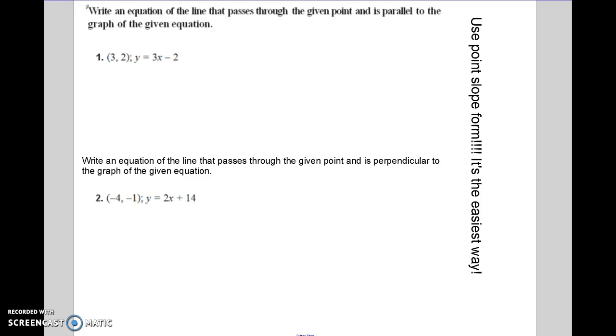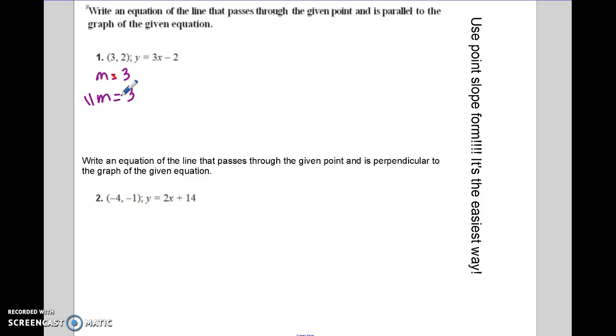Alright, write an equation of the line that passes through the given point and is parallel to the graph of the equation. So the first thing we need to do is figure out what the slope is. In this case, it's in slope-intercept form, y equals mx plus b, so the slope is 3. Now that I know the slope, I'm trying to find a line that will pass through the point and will be parallel. So I'm looking for the parallel slope. Well, parallel slope is exactly the same, so it's also 3.